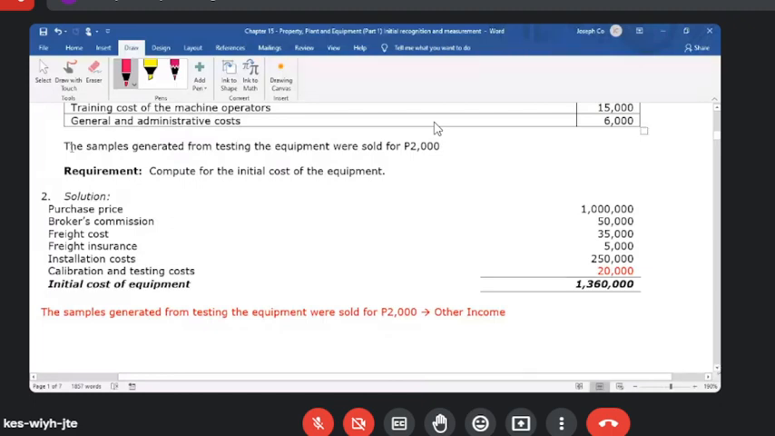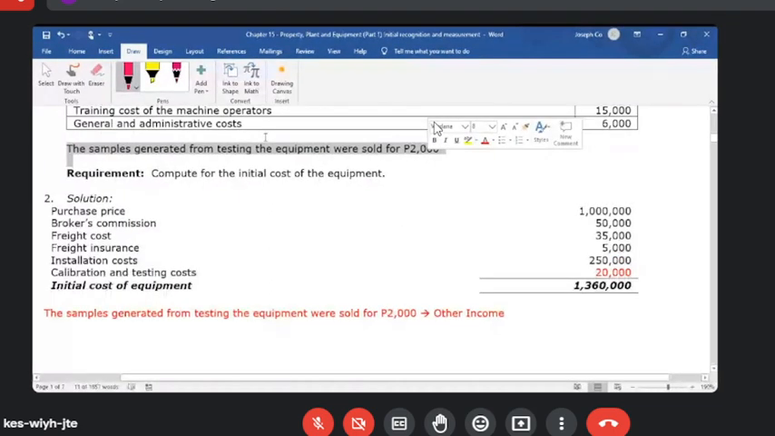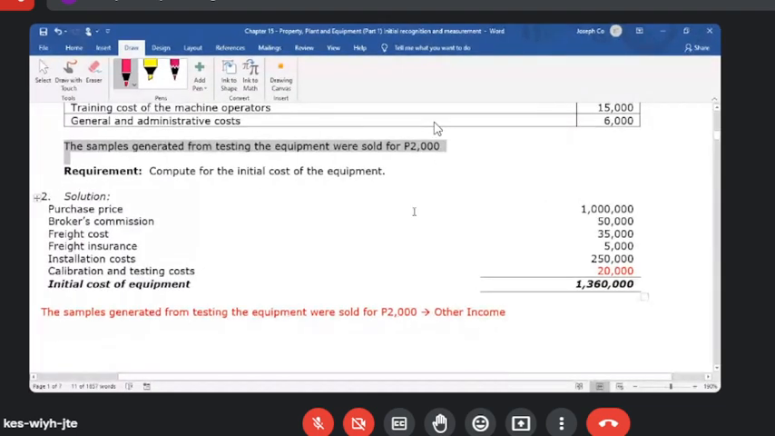And then, ito, yung samples generated in testing were sold. Under the new revision of IAS number 16, credit na po siya sa other income. Dati kasi minaminus po siya sa cost ng PPE, yung proceeds from sales or salvage. Ngayon hindi na po. Other income na po.